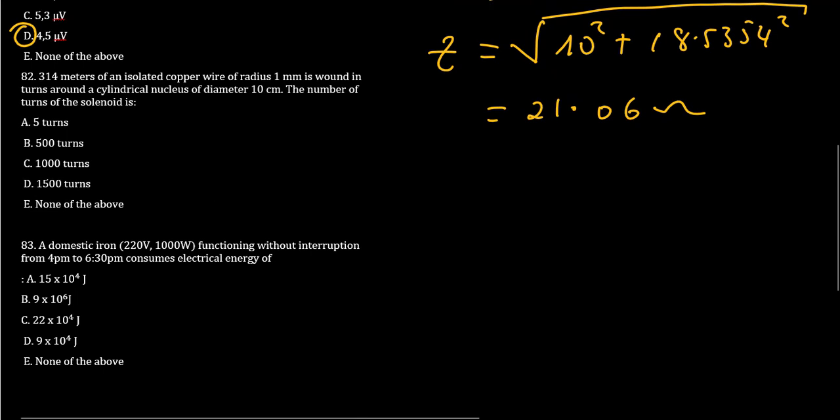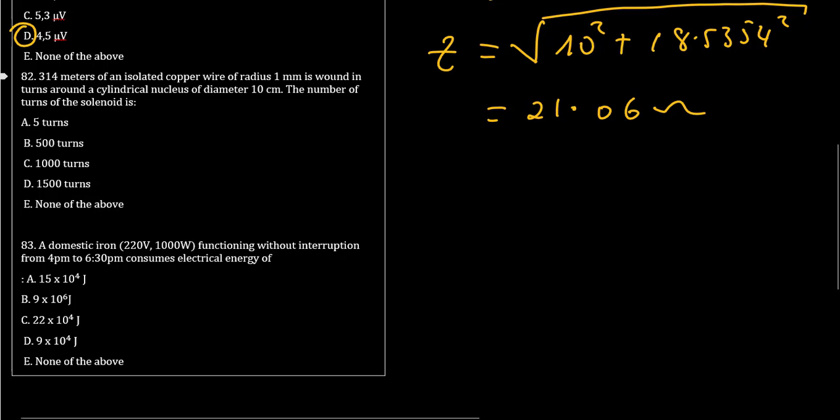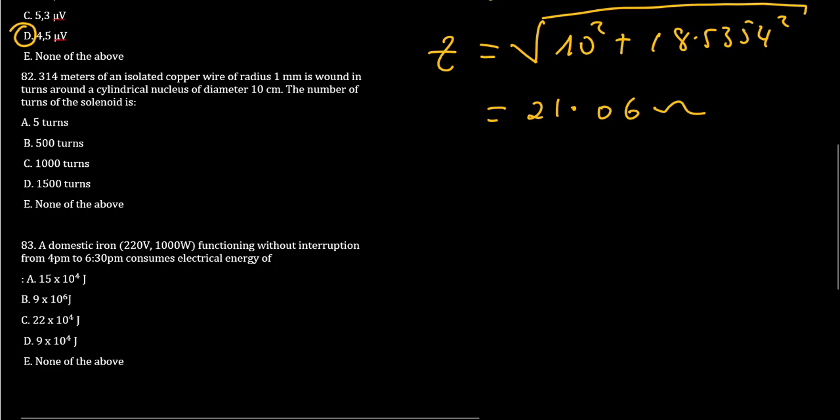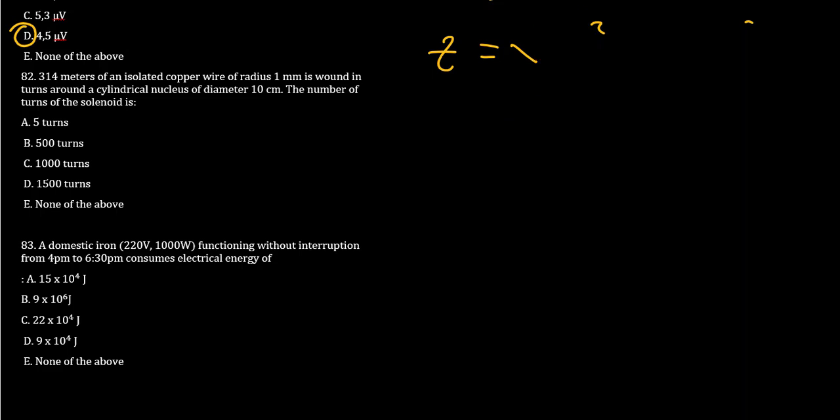Number 82. 314 meters of an isolated copper wire of radius 1 millimeter is wound in turns around a cylindrical nucleus of diameter 10 centimeters. The number of turns of the solenoid is, so I have the length of the copper wire, which is 314 meters.